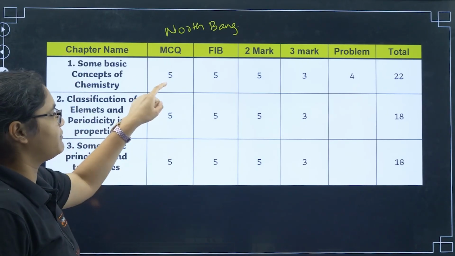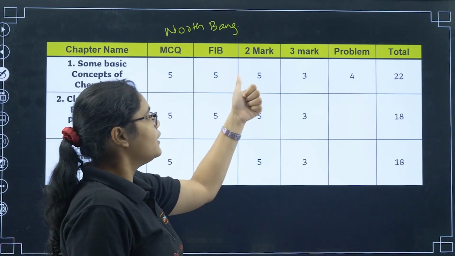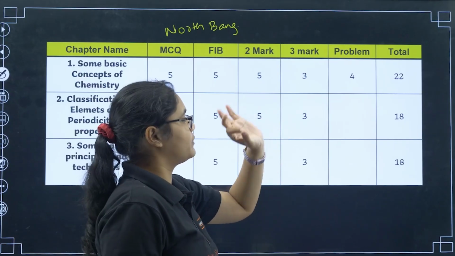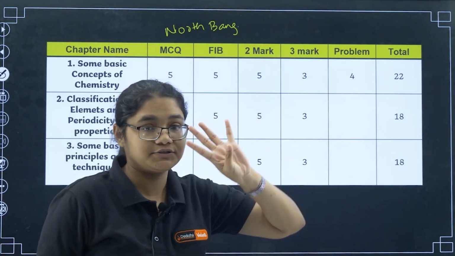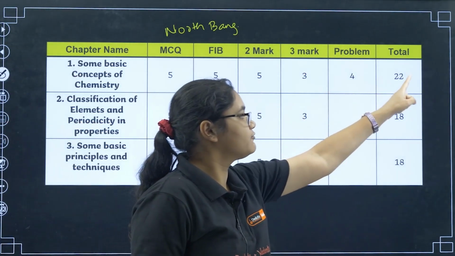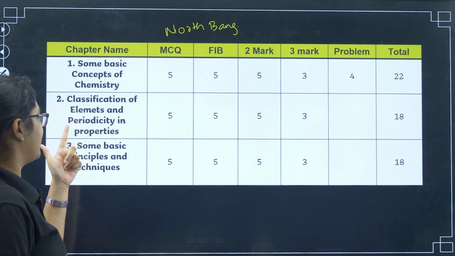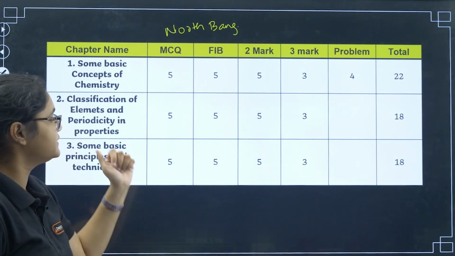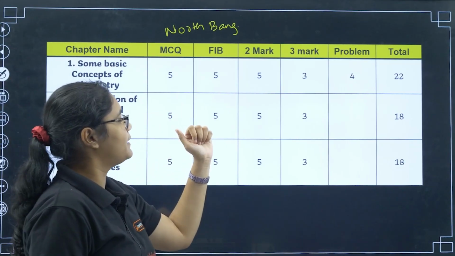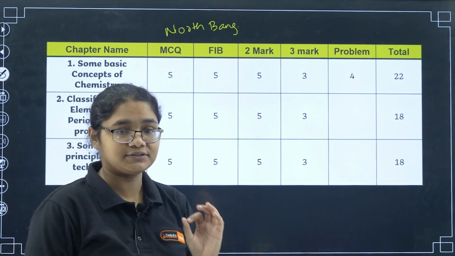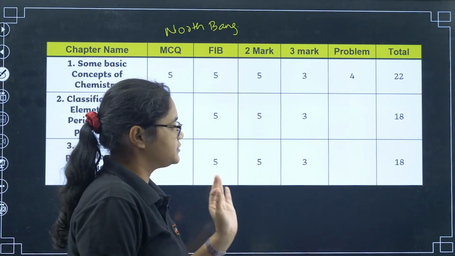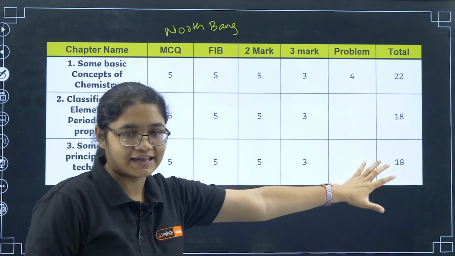So here I have taken 5 MCQs, 5 FIB, 5 2-marker questions, 3 3-marker questions, and 4 numerical questions. The total number of questions comes out to be 22 here. Next chapter was classification of elements and periodicity in properties. So here MCQ 5, fill in the blanks 5, 2-marker questions 5, then we have 3-marker questions 3, so the total number of questions is 18.